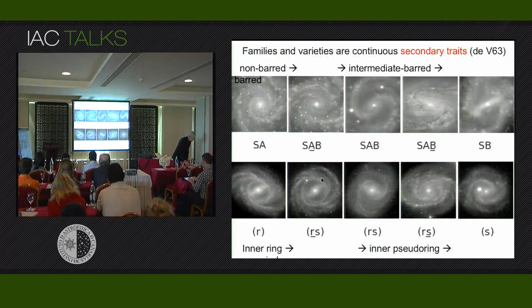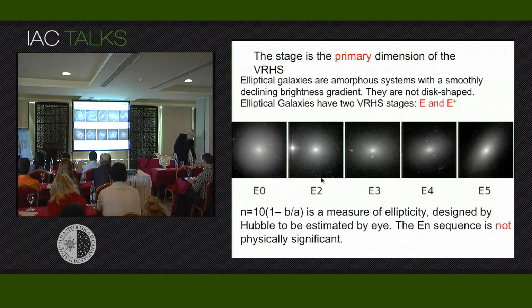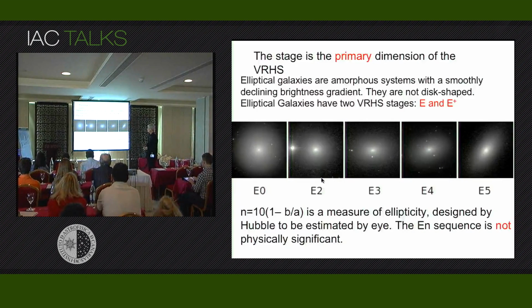And then on the bottom, you can do the same thing with varieties. You can have a closed inner ring R and an open spiral S, and then you have an intermediate category called RS, and then you have these sub-intermediate categories. And so it's a continuous sequence of forms. That's the idea.